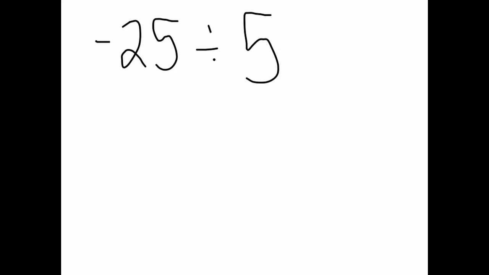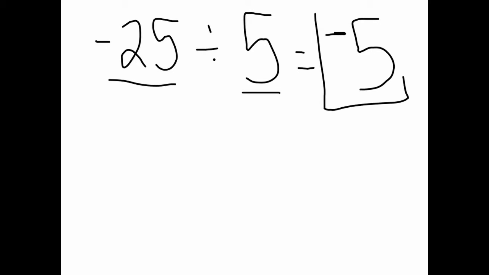All right, let's say I had negative 25 divided by 5. Well, I know that 25 divided by 5 is going to leave me with 5. And since my signs are different here, again, my 25 is negative, my 5 is positive, my final answer is also going to be negative. Let's look at one more.